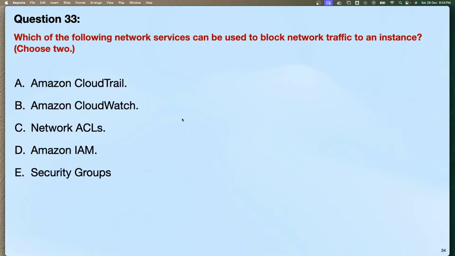So let's go to 33. Which of the following network services can be used to block network access to an instance? Okay, so we have to choose two options here, and I was discussing these options in previous questions. Remember, CloudTrail is for API audit, CloudWatch is for your application logs. Network ACLs, I talked about it, right? For any network traffic security, network ACLs is the option, and security groups. Remember these two terminologies. Amazon IAM is also not meant for network services or blocking or securing them, correct? So C and E are the answers.